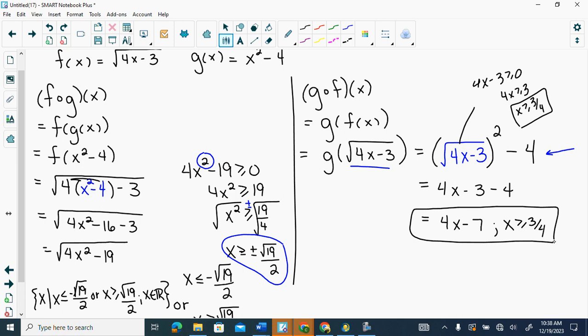Now go to your Y1 and clear it out. And press graph now. That's what you should have. You should have the line 4x minus 7 starting at 3/4. And if you don't put this and you just leave the 4x minus 7 in your calculator, does it actually give you just that part of the equation? No, it gives you the full line, didn't it? So star this.